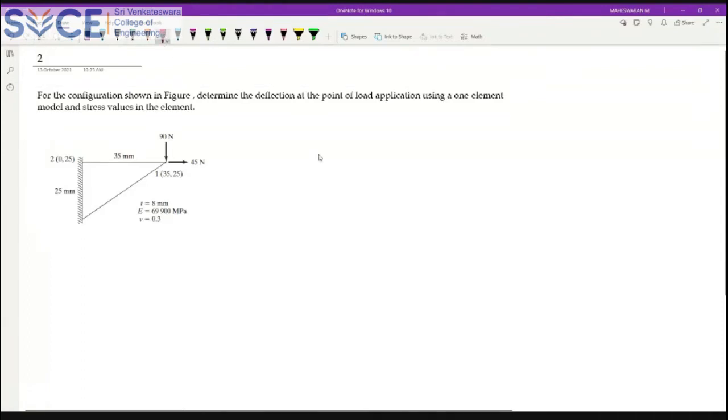So the first thing is to identify what type of problem it is: a plane stress problem. When you consider plane stress, your D matrix will be based on that. The problem asks you to identify the deflection and also the stress value for this element. You have a single element, so let me consider these as nodal point one, nodal point two, and nodal point three. These are the three nodal points.